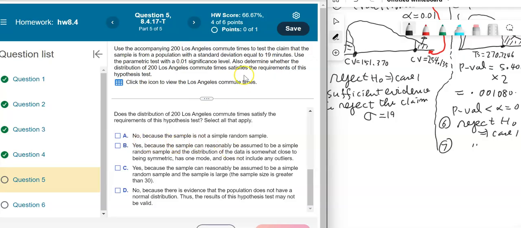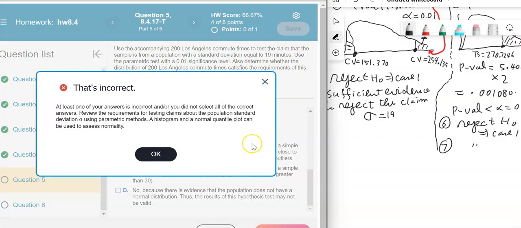No, because the sample is not, it says simple random sample, isn't it? Okay, use the parameter. Determine the test for 200 commute times. Yes, because the sample can be reasonably assumed to be a simple random sample and the distribution of data is somewhat close to being symmetric. No. Yes, because the simple sample can be reasonably assumed to be a simple random sample and the sample is large. Oops, wait a minute, just a minute.